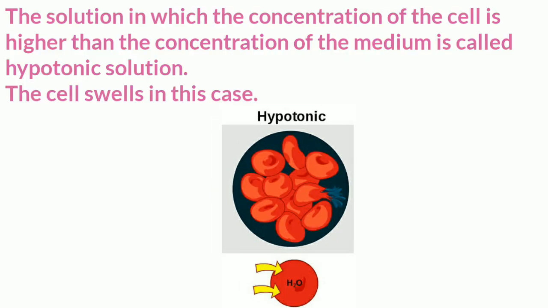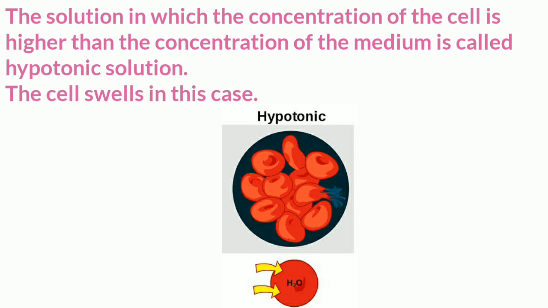The solution in which the concentration of the cell is higher than the concentration of the medium is called a hypotonic solution. The cell swells in this case. Okay, so in this picture you can see that the RBCs have swelled. It is because the concentration of the cell is higher.